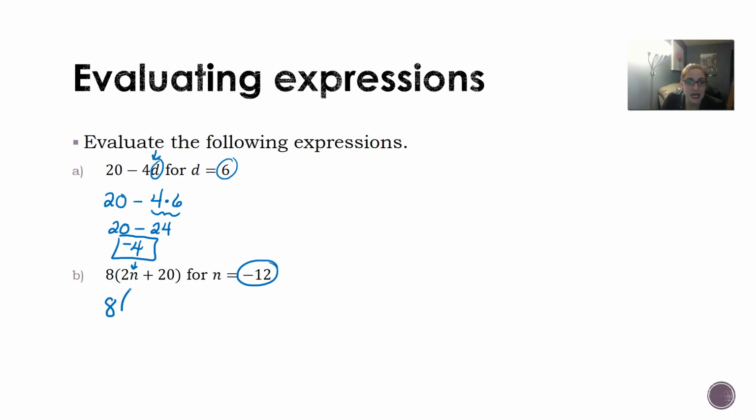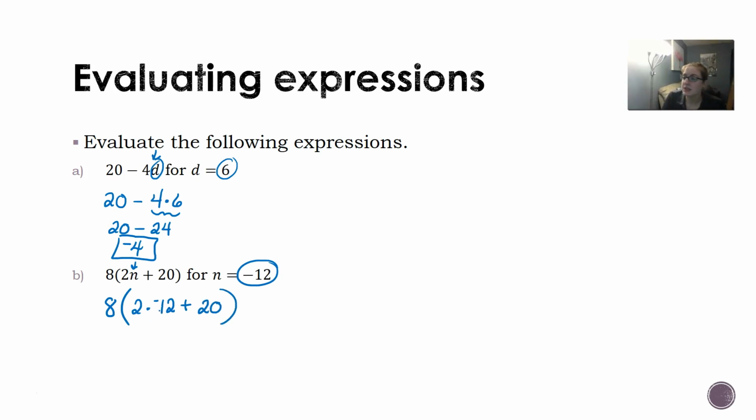So 8 times 2 times -12. I replaced n with -12. Just wrote down the rest of the problem. I don't know why I made that 20 so large. We'll rewrite that. There we go. Beautiful.